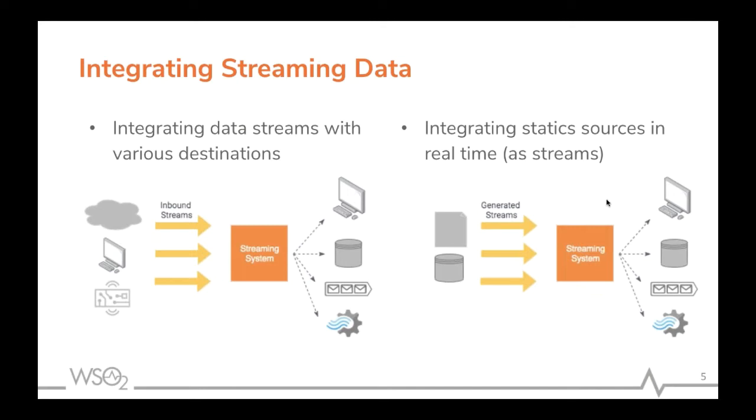That's type one. The other type we can identify is that you might need to integrate static sources as streams. The most common examples are files and DBs. It is very common that people need to read files in real time and listen to DB events in real time and generate streams out of that. For the downstream consumers, these static sources are seen as real-time streams. This is where real-time ETL comes into the picture.